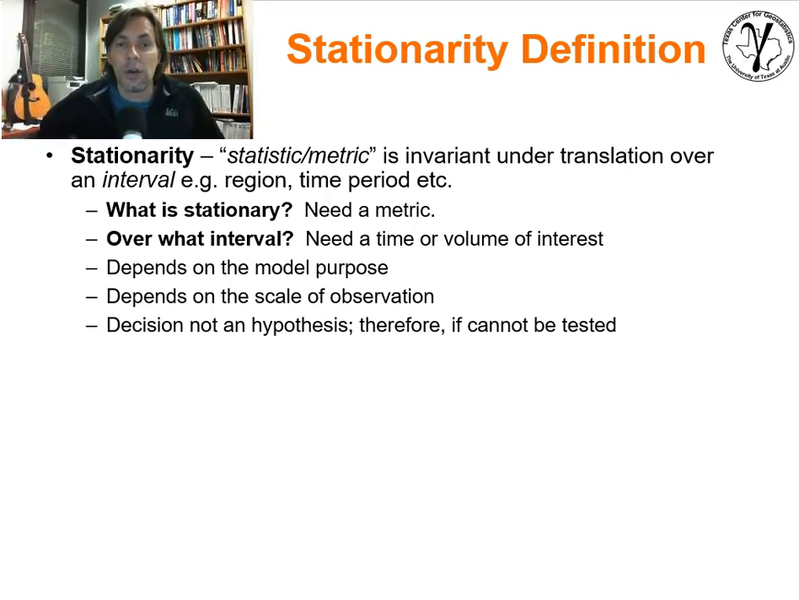Whenever we make a decision of stationarity, we've got to decide what is stationary. You need a metric. You need to work with statistics at this point, so we've got to know what statistics we're concerned with, over what interval, a time or a volume of interest. With those two, you have a complete definition of your stationarity decision. It will always depend on your model purposes. If you're trying to model a phenomenon that you only have to understand at a very large scale, you may not need to work with very fine scales. You may make grosser assumptions about stationarity. It always depends on the resolution of your data and over what scale you're trying to work. The decision is not a hypothesis, therefore it cannot be tested. It can be shown to be inappropriate given available data and geologic knowledge, and it can, of course, be supported by geologic knowledge and by available data.